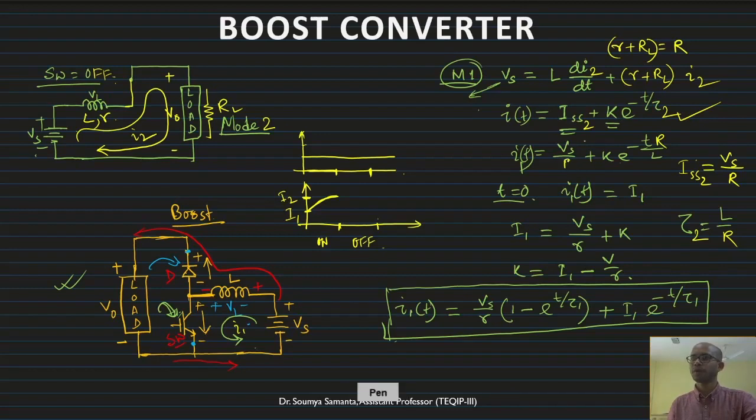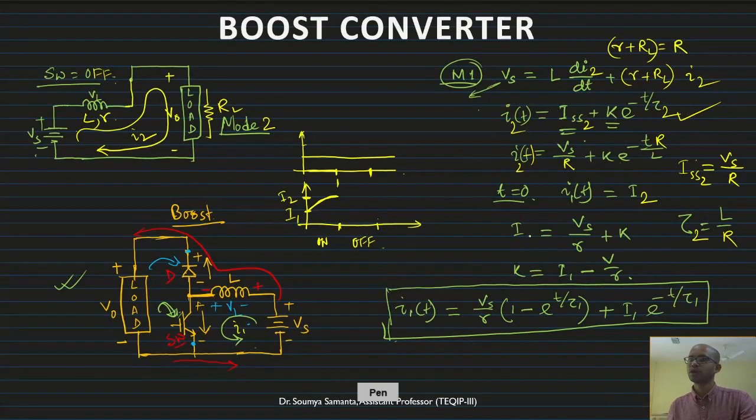This one will be capital R. Instead of 1, this will be 2, that is I2. Now at t equals 0, for I2, t equals 0 is this point. In this case, what is the value? The value is I2 at t equals 0.